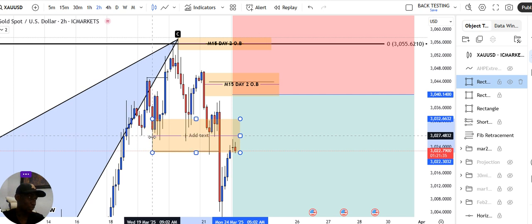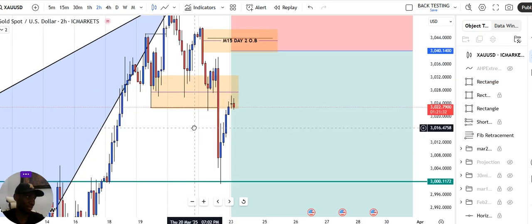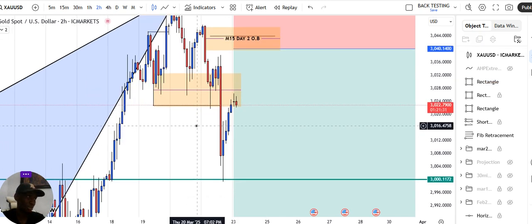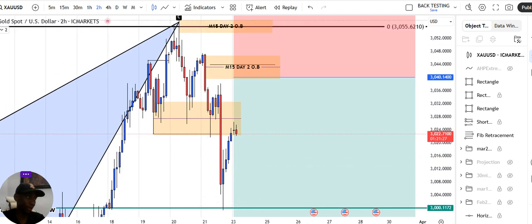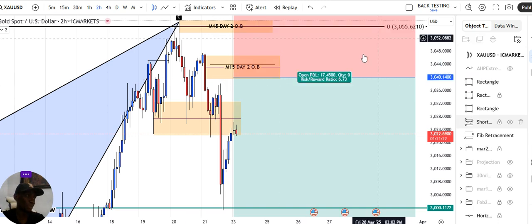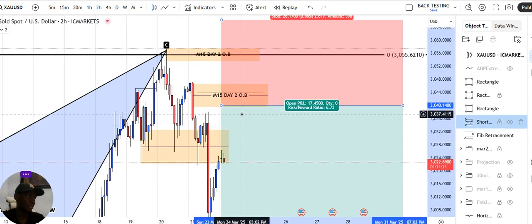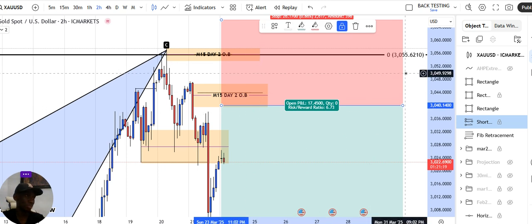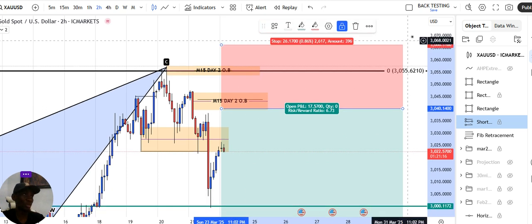It's just a level of support that was broken, and price is testing back as resistance. It's a good entry, a very good entry. Then stop loss should be around here. But ultimately, this is a good place to enter your trade. That is just it. So this will be all for this video.